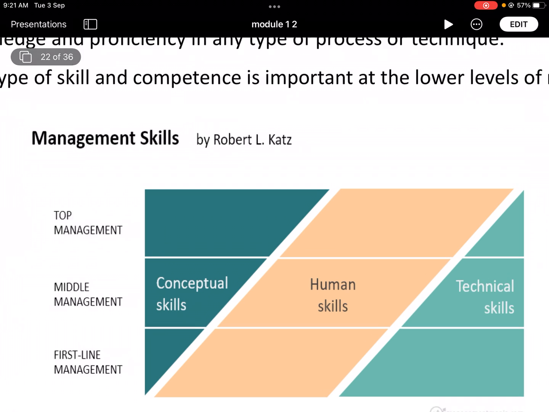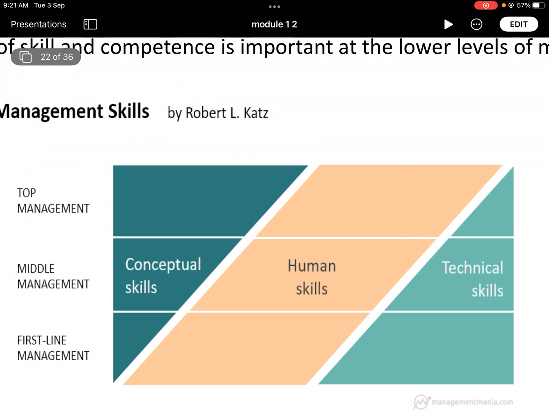top level management is having more conceptual skills. Human skills, a little bit more than conceptual skills, but very, very less technical skills. They will have technical skills, but a very small amount. But middle level management should have conceptual skills, more human skills, and also technical skills.